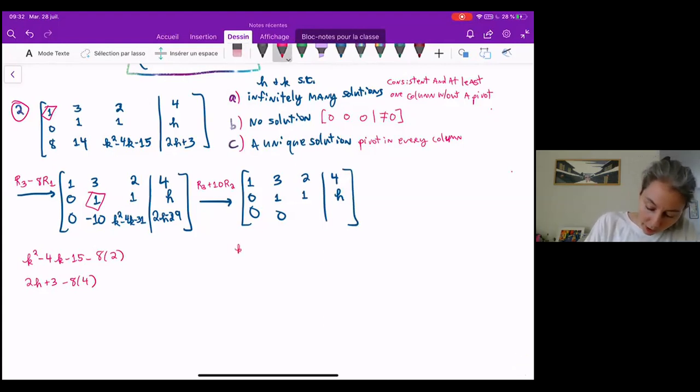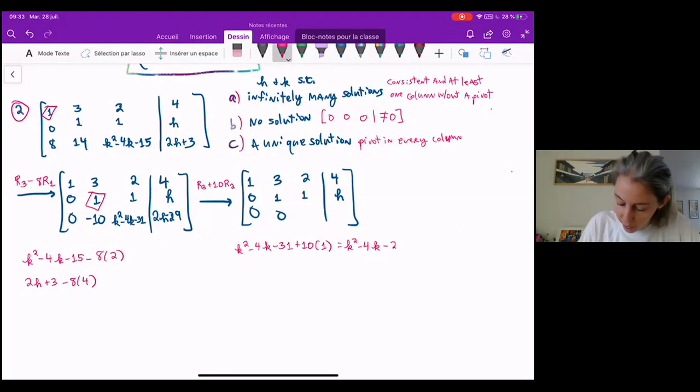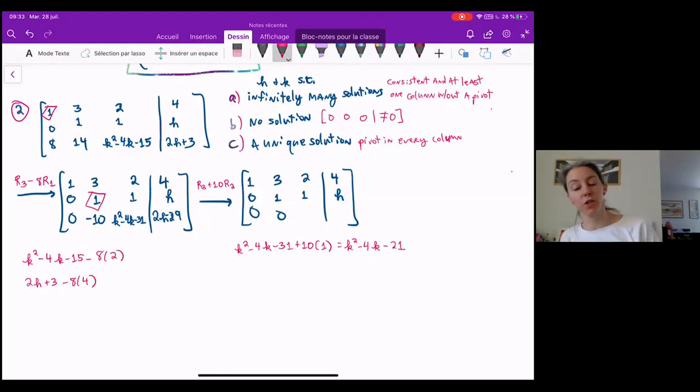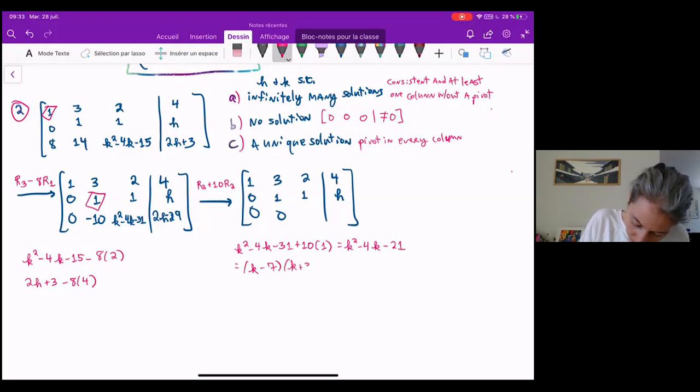So this is k squared minus 4k minus 31 plus 10 times 1, k squared minus 4k minus 20 plus minus 21. Now I'm going to go ahead and factor this while I'm at it, because usually we want this in a factored form here. That's going to help us to see where this thing equals 0. So I'm looking for two numbers that multiply to give me negative 21 and add to give me negative 4. So that's going to be k minus 7 times k plus 3.